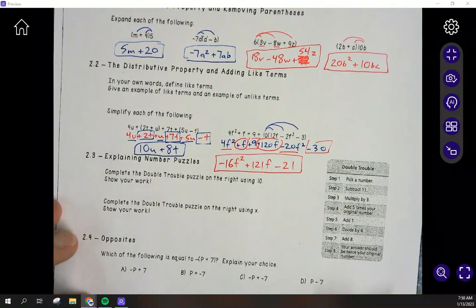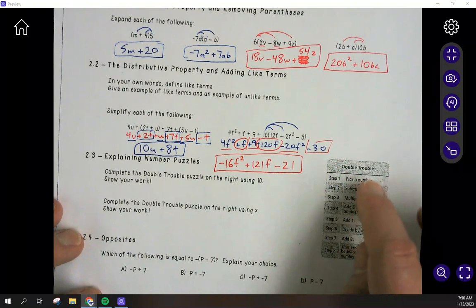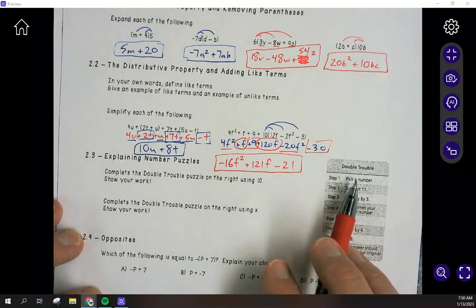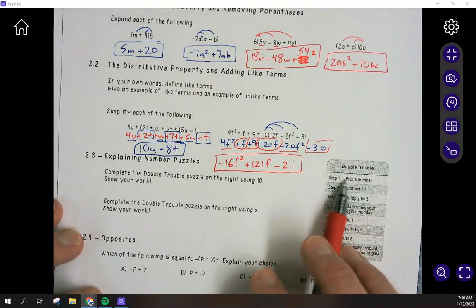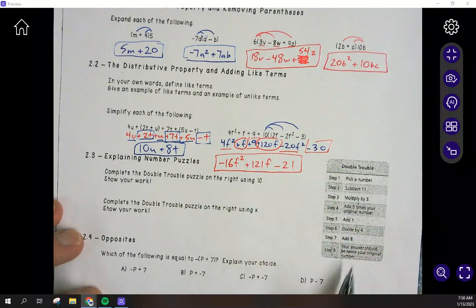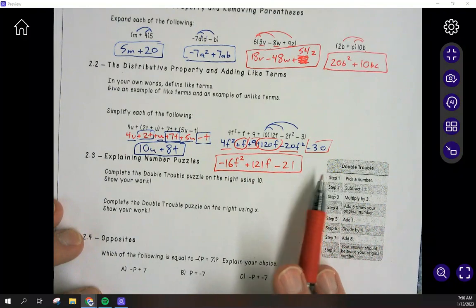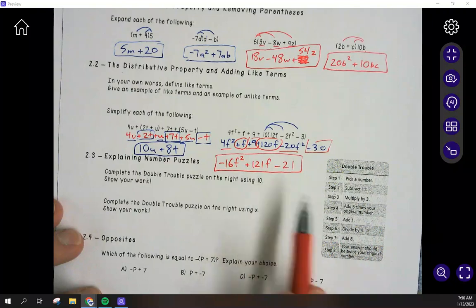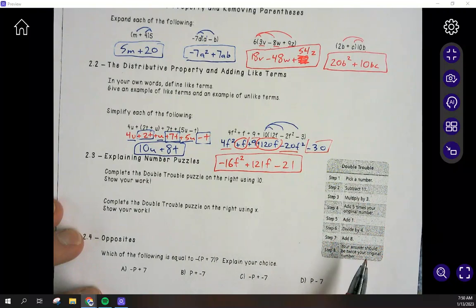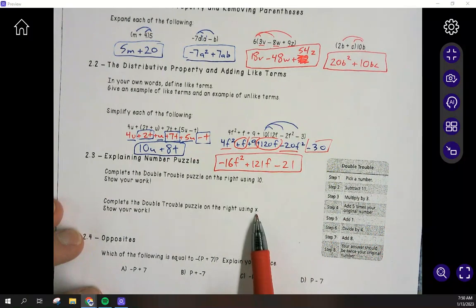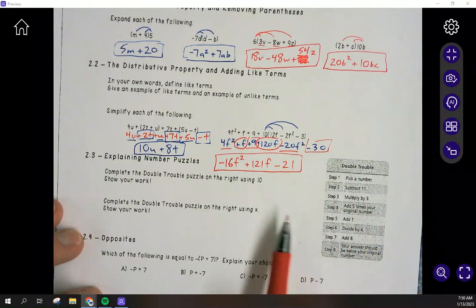Okay, 2.3, we looked at number puzzles. All right, we should be able to put any number we want, any variable we want, and no matter what, this last part is going to happen. So for this one, it says your answer should be twice your original number. So whatever number I pick, and then we're going to use 10, it should come out to 20 at the end. Then we also can do this with x. If the answer is twice what we started with, if we started with x, it should end as 2x.